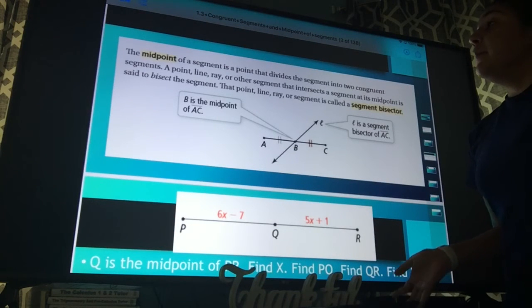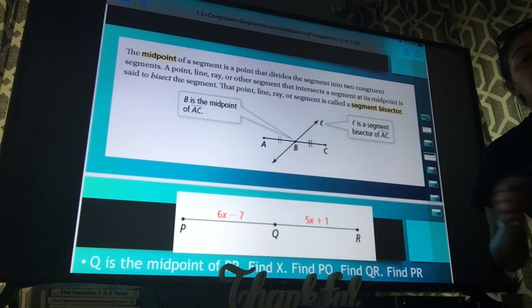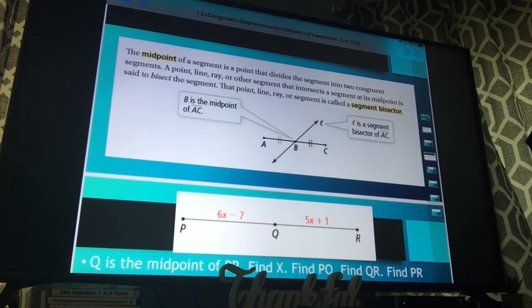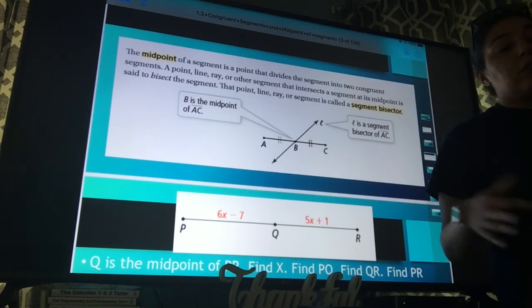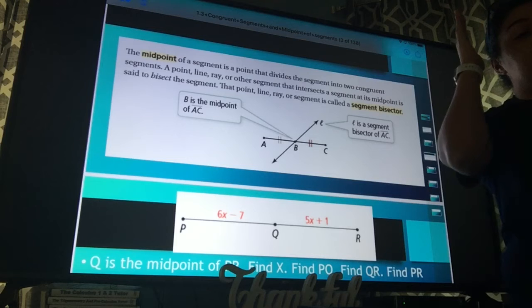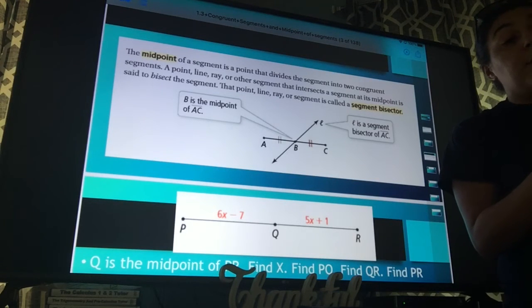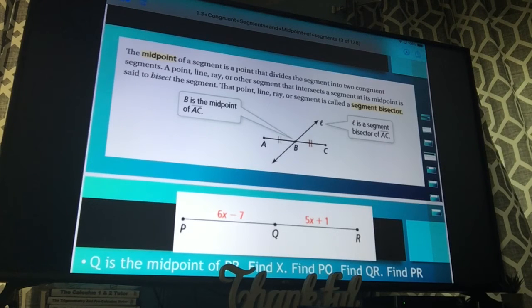Okay, now, the midpoint of a segment is the point that divides the segment into 2 congruent segments. All I want you to think about is, look at your desk. Your desk is a certain length, however long. It is fair to say that you could split that desk equally in half, in 2 sides. That middle point, that equal point of halfway, is a midpoint.